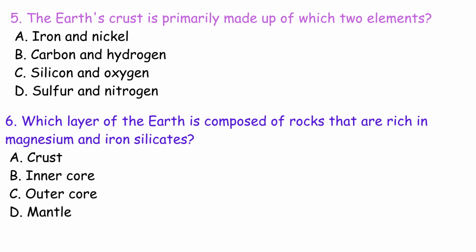5. The Earth's crust is primarily made up of which two elements? A. Iron and nickel. B. Carbon and hydrogen. C. Silicon and oxygen. D. Sulfur and nitrogen. 6. Which layer of the Earth is composed of rocks that are rich in magnesium and iron silicates? A. Crust. B. Inner core. C. Outer core. D. Mantle.